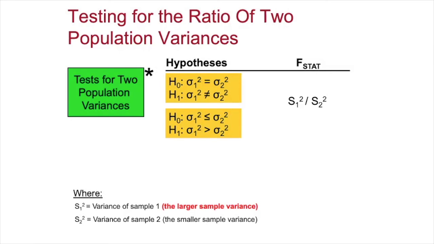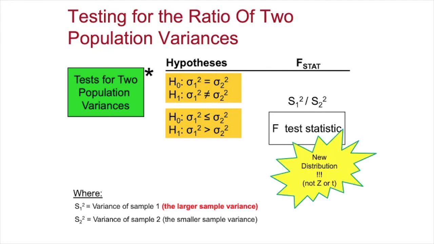Now, importantly, sample 1 and sample 2, in this case, are not just in random order or in whatever order you got them from your data. Sample 1 has to be the sample that has the larger variance, and sample 2 has to be the one that has the smaller variance. So if they happen to come to you in the opposite order, you just flip them around just to make sure that the higher S is in the numerator and the smaller S is in the denominator. So this ratio, S1 squared over S2 squared, is called the F-test statistic.